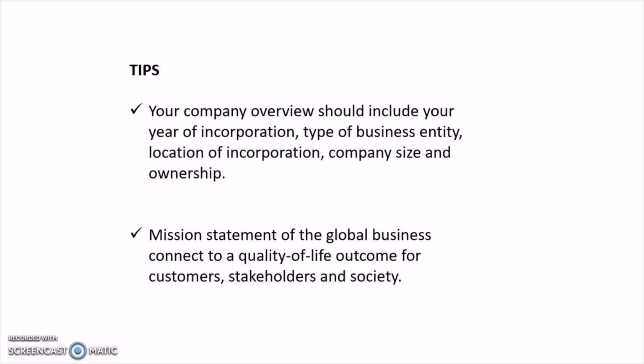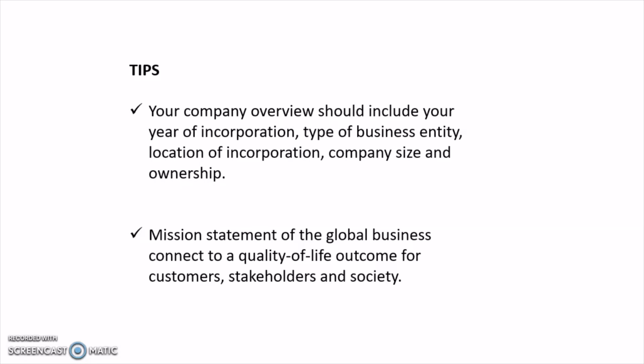Then your mission and your vision for your business. So as a tip here, Tony Elumelu Foundation says that the mission statement of a global business connects to the quality of life outcome for customers, stakeholders, and society. So if you have a business, there are three stages of people. You have your customers, you have your stakeholders, that's your employees, your shareholders, the people who work in the business, right? And then the society.